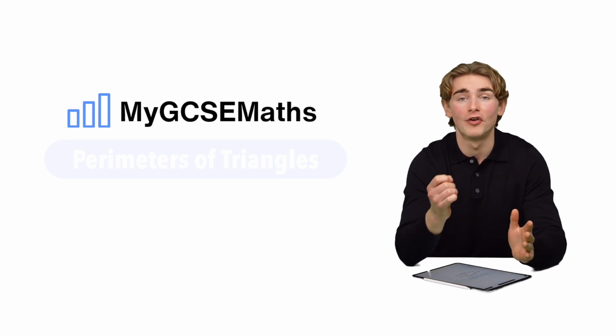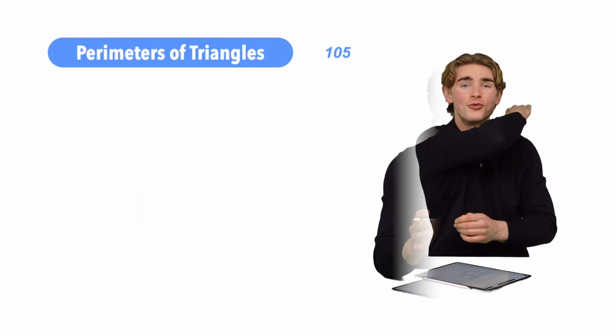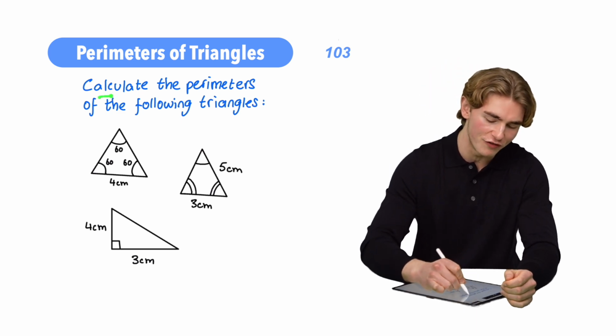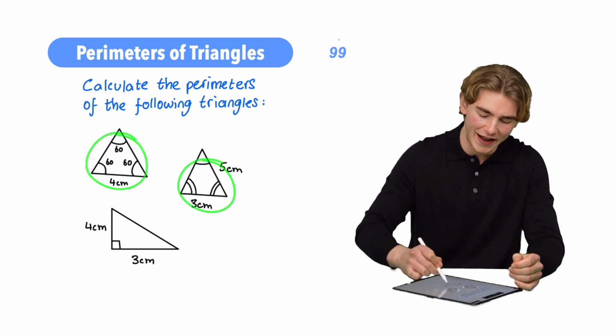How to calculate the perimeter of different types of triangles in 105 seconds. Let's go. Here, guys, we're asked to calculate the perimeters of the following triangles, and then we're given 3 different types of triangles. Let's have a look at them one by one.